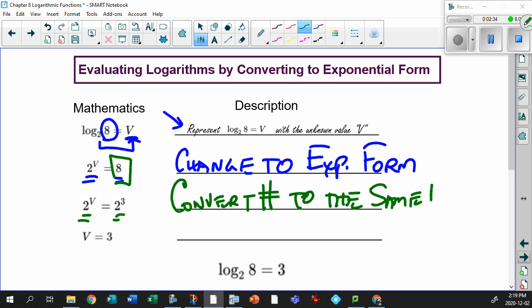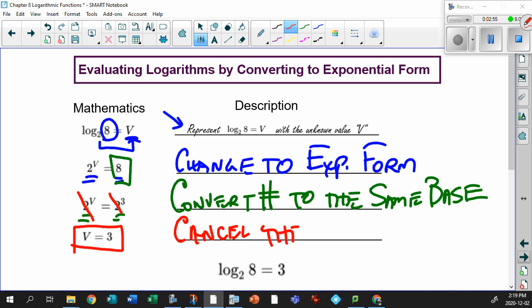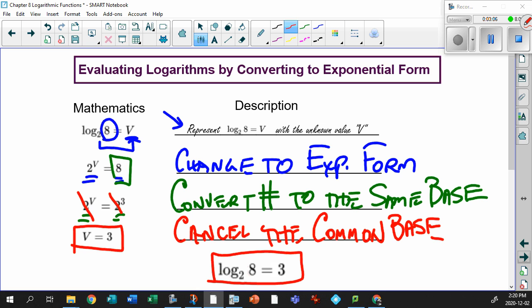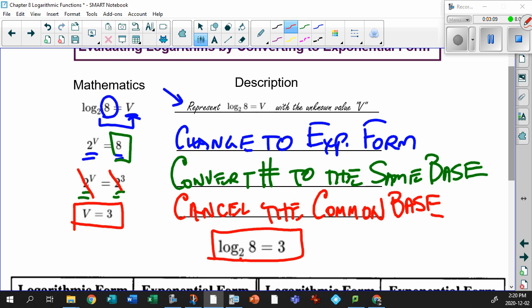Okay. That's cool. And now, check this out. Ready for this? You know and I know things that are on opposite sides of equal signs, they cancel, leaving you v equals 3. So cancel the common base. There it is. If you cancel the common base, you get the answer, which is 3. So log 2 of 8 is 3. Prove it. Sure. 2 to the power of 3 equals 8. You can always go back into exponential form and figure it out.